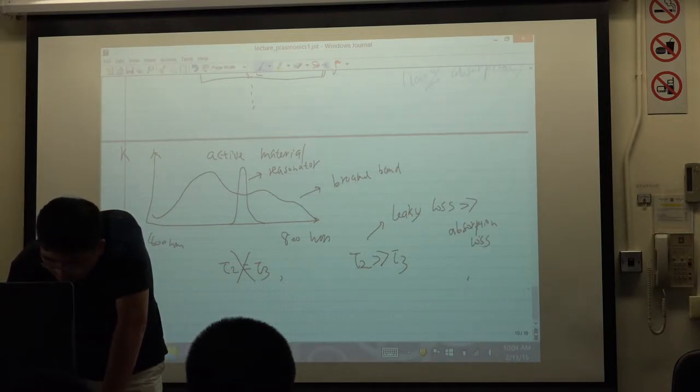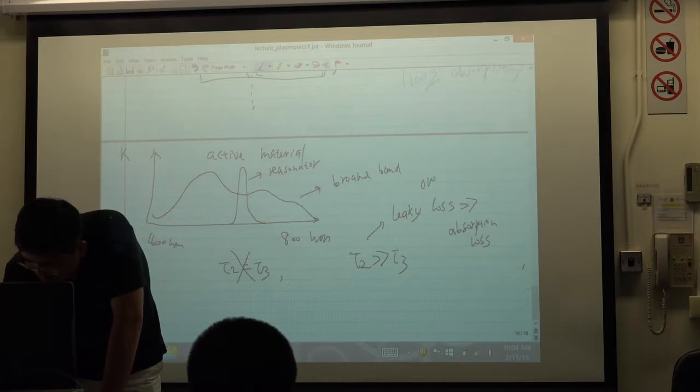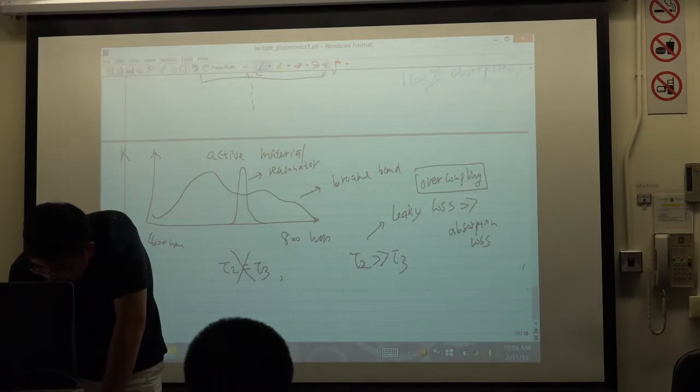So they can pick a broadband. They can do this condition. They call it an overcoupling regime. This I call critical coupling. So everyone should know this basic concept. What's the meaning of overcoupling? What's the meaning of critical coupling?